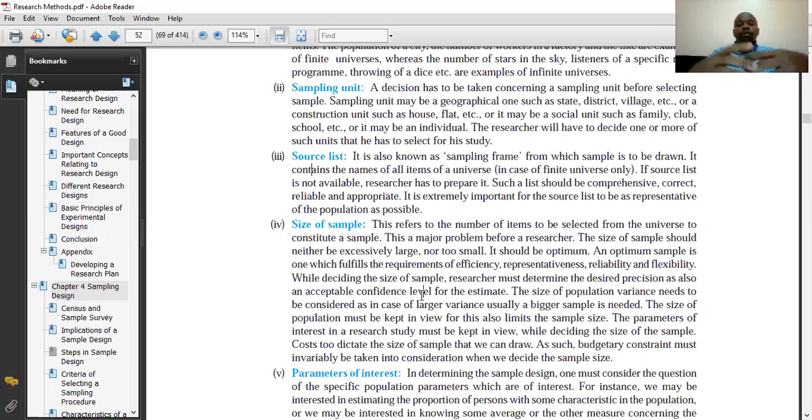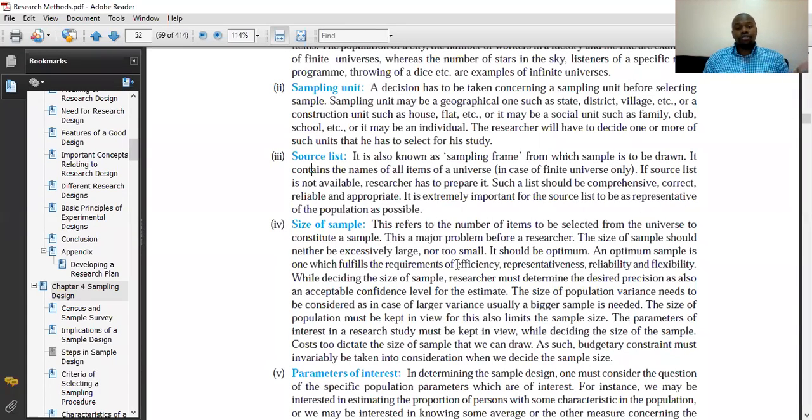Okay, so 150 is your sample size. Okay, now what should determine the sample size? What should determine the sample size? Number one, the sample size is determined by the source list, the amount of items.